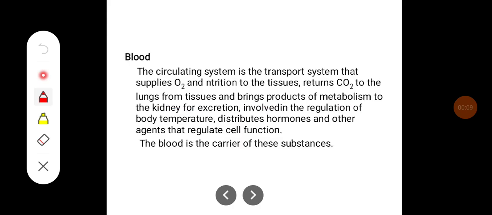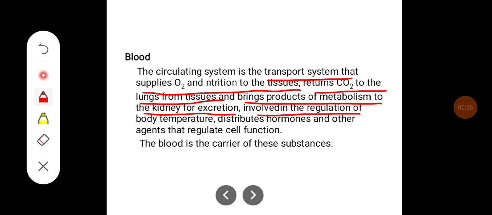The circulating system is the transport system that supplies oxygen and nutrition to the tissues. It returns carbon dioxide, which is produced in the tissue, to the lungs, and it brings the products of metabolism to the kidney for excretion. It is also involved in the regulation of body temperature and in the distribution of hormones and other agents that regulate cell function. And the blood is the carrier of all these substances.